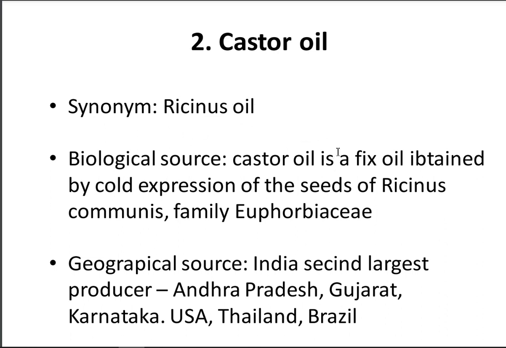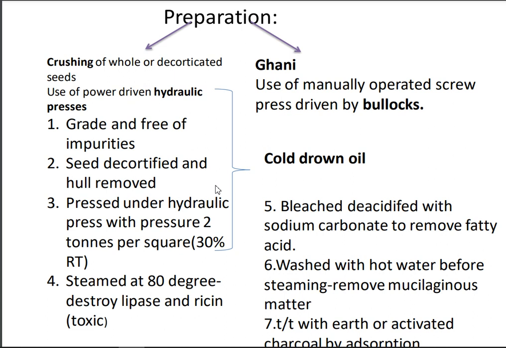Biological source: it is a fixed non-volatile oil which is obtained by cold expression of seeds of Ricinus communis. Family is Euphorbiaceae. Geographical source: India is the second largest producer, wherein you have Andhra Pradesh, Gujarat, Karnataka, USA, Thailand, and Brazil also. Now let's study the method of preparation. It has two methods of preparation. One is by crushing whole decorticated seeds.